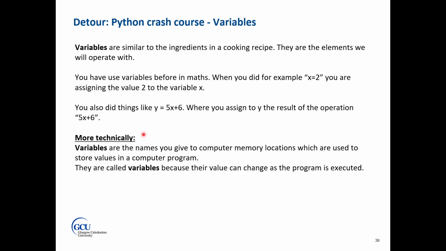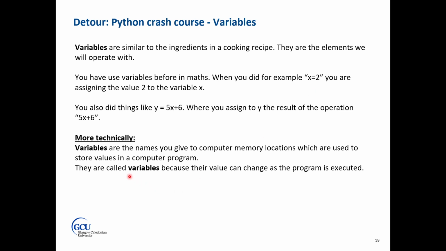And more technically, variables are the names you give to computer memory locations, which are used to store values in a computer program. So for example, in your programming script, if you define something like x equals 2, it means that there is going to be a portion of the memory in your computer which is going to be allocated to x, and it's going to hold the value of 2.